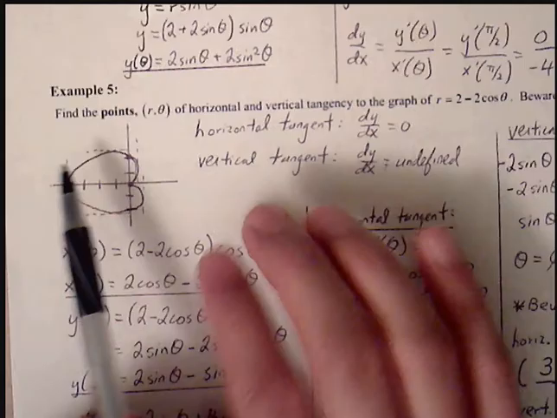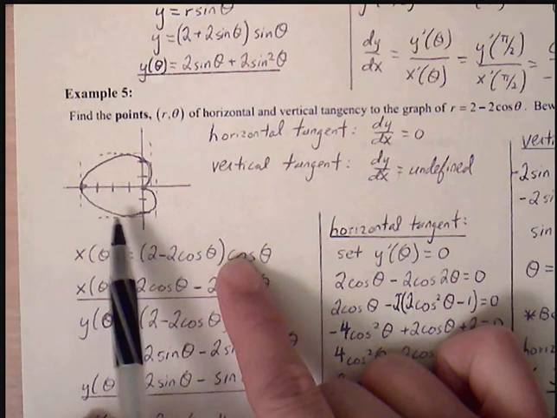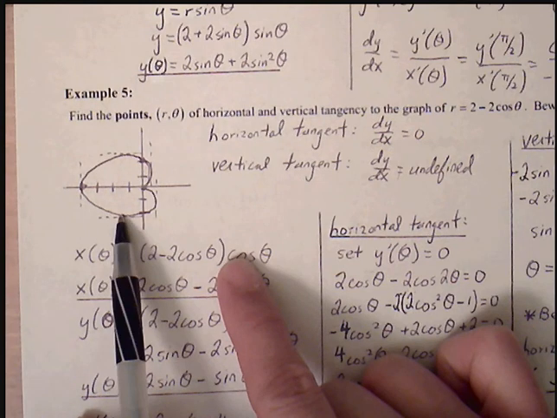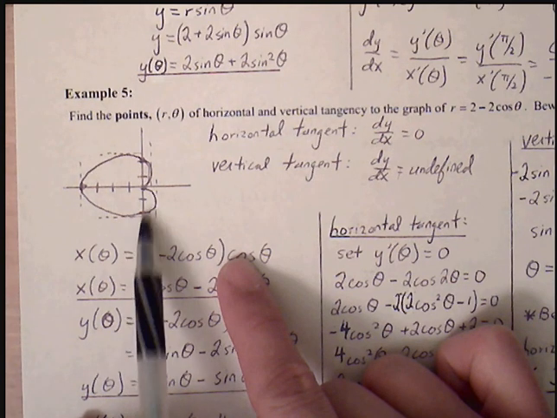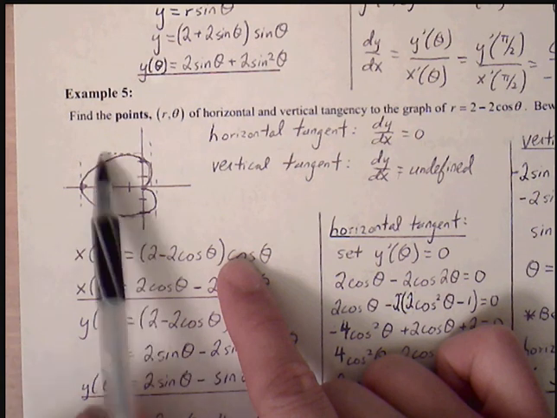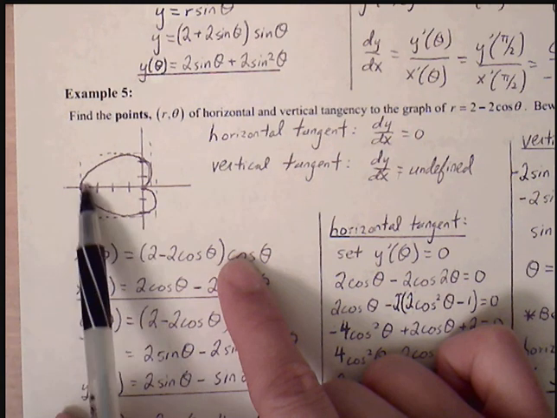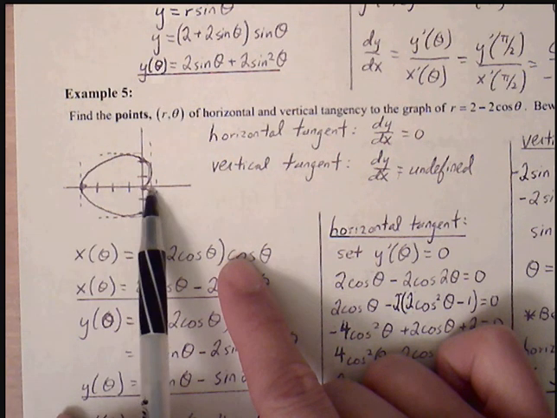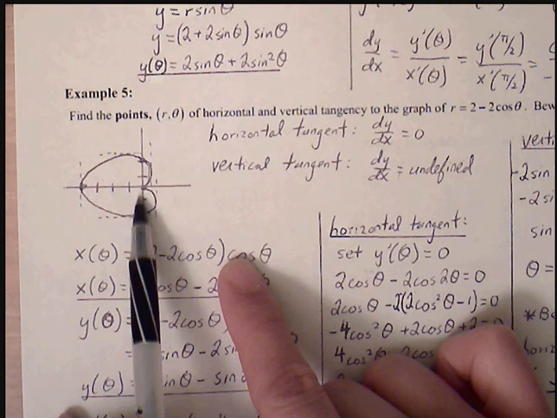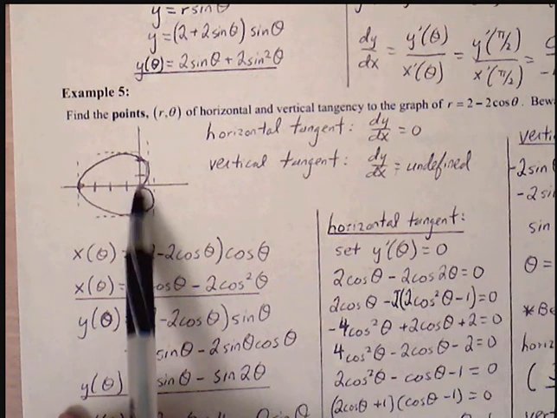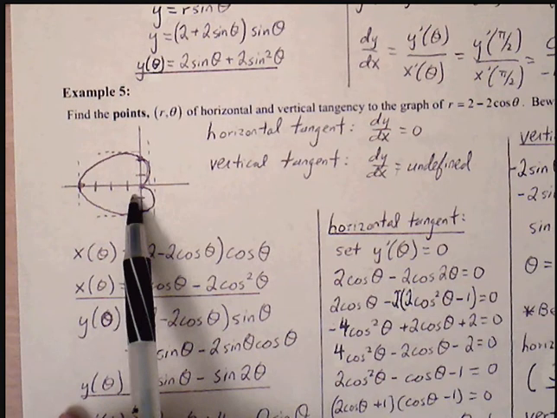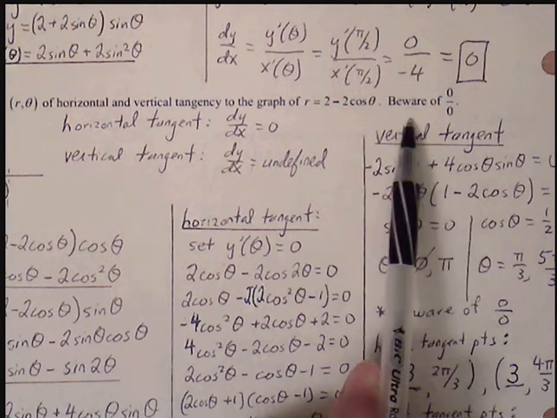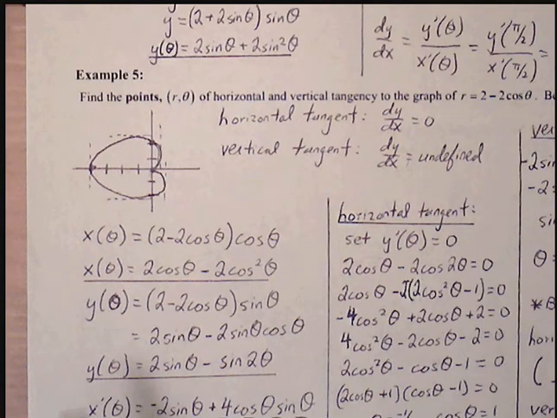Okay, and we can tell by looking at the graph here, we will be expecting horizontal tangents at the angles that will take us to these points here. And our vertical tangents, we expect one to be here, here, and here. However, we have a sharp point here, so there will not be a slope of undefined vertical tangent here. So we have to beware of 0 over 0. All right, so let's see if we can build our way to y prime and x prime.